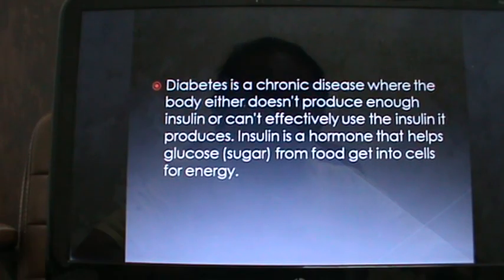Insulin is a hormone that helps glucose, sugar from food, get into cells for energy. So we know that insulin is a hormone which stores the sugar, and when there is a requirement of energy, it will give the energy from the stored sugar.